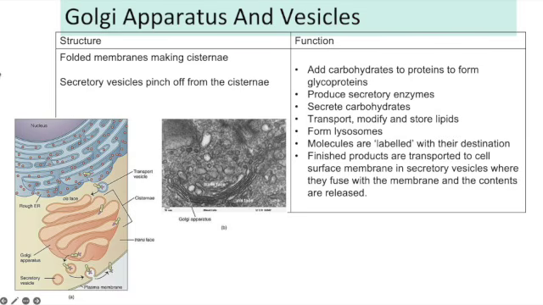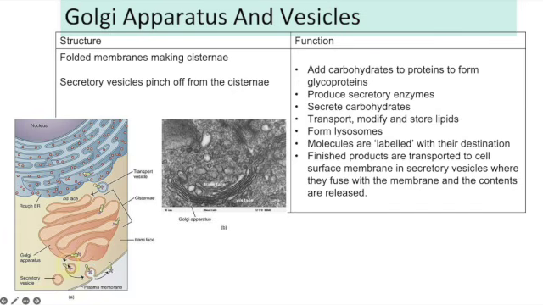Next then we look at the Golgi apparatus and the secretory vesicles. This is the Golgi apparatus and the secretory vesicles here, which I've seen many students describe as looking a bit like a Wi-Fi symbol, and that's how they recognise it in comparison to the smooth endoplasmic reticulum. But what it is, is folded membranes making the cisternae. You then have secretory vesicles that pinch off from that cisternae. The function then is where we have the addition of carbohydrates to proteins to form glycoproteins.